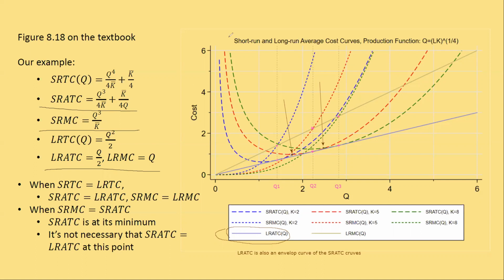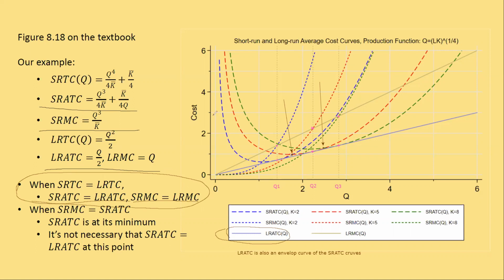So what I described in Word just now, I was saying that when short run ATC equals long run ATC, that is Q1, our short run MC equals long run MC. Those are the points. So at Q1, Q2, and Q3, we can observe that this statement is true.